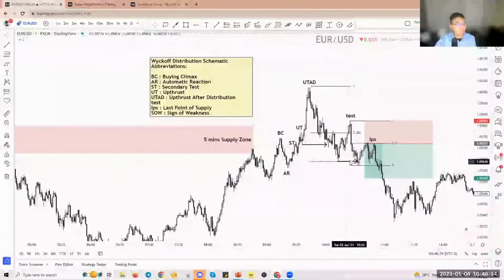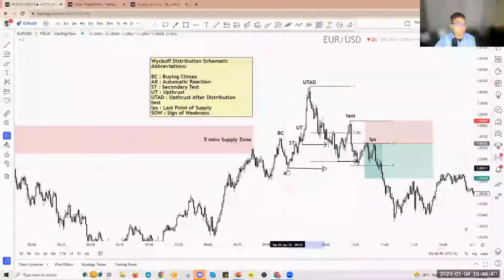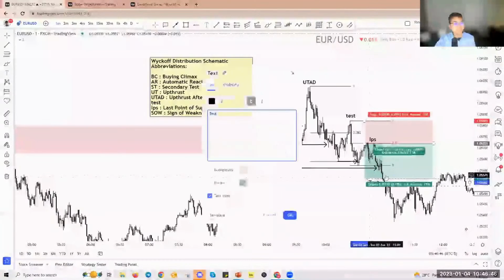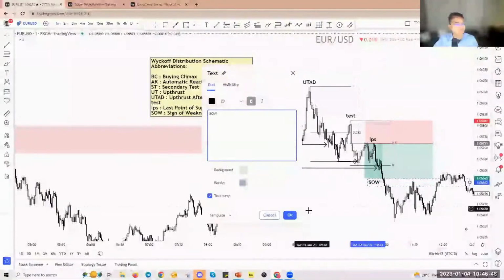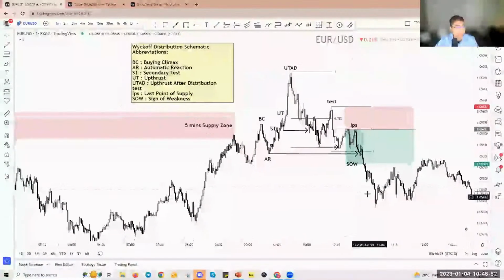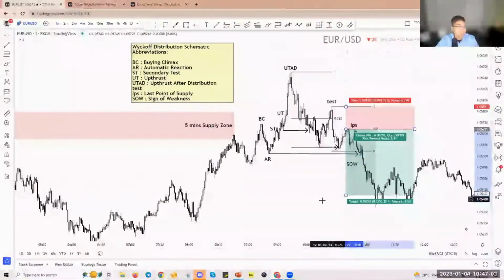So after price breaks the AR, the AR right here, what does it form? It forms the sign of weakness, the SOW. That's when you know that price can potentially continue heading downwards. So when the sign of weakness forms, you can actually close part of your trade already. You do not have to hold all the way. And where do we aim for?